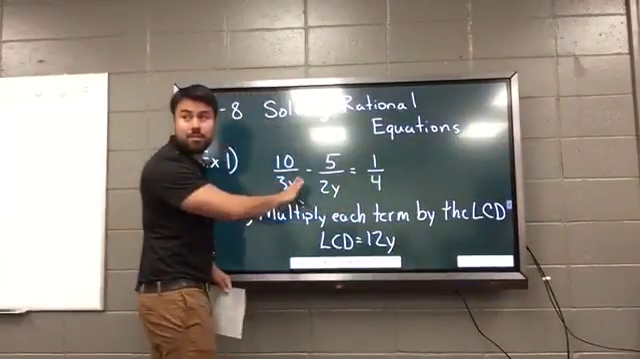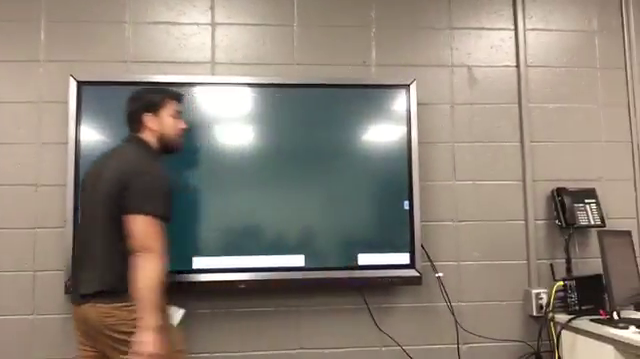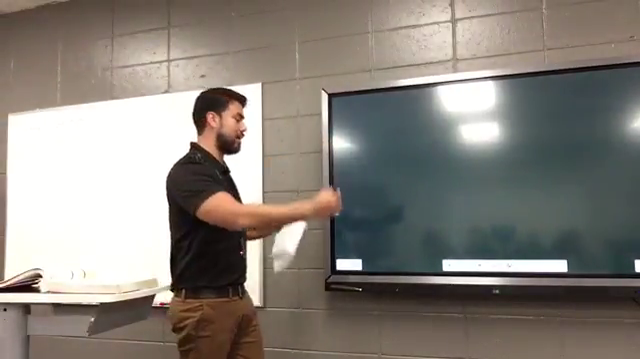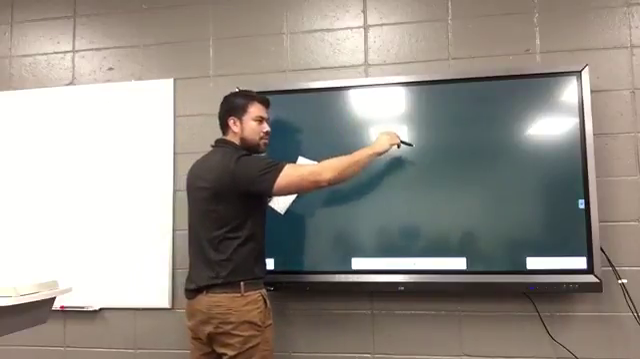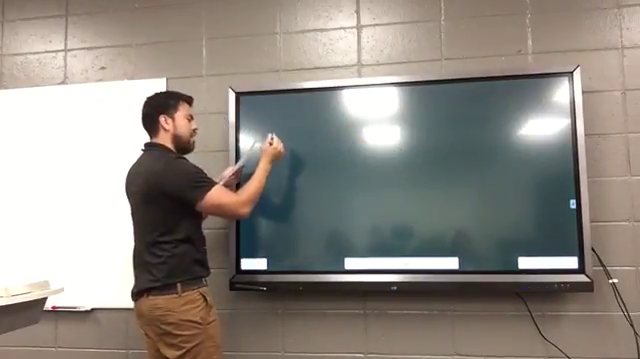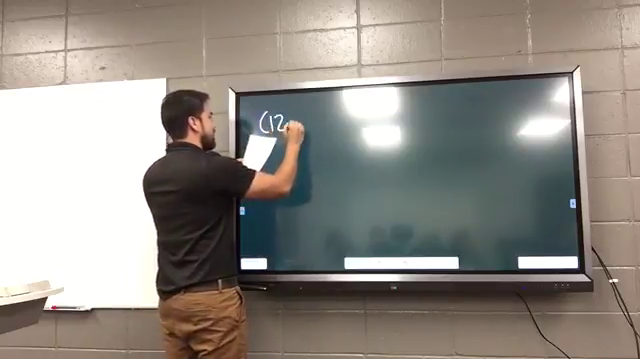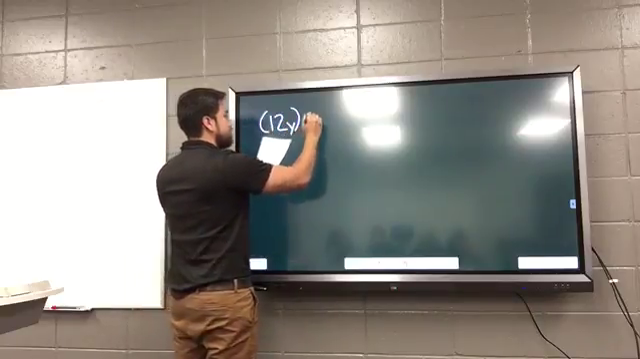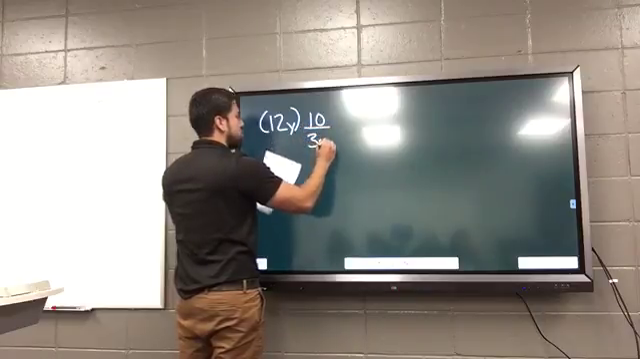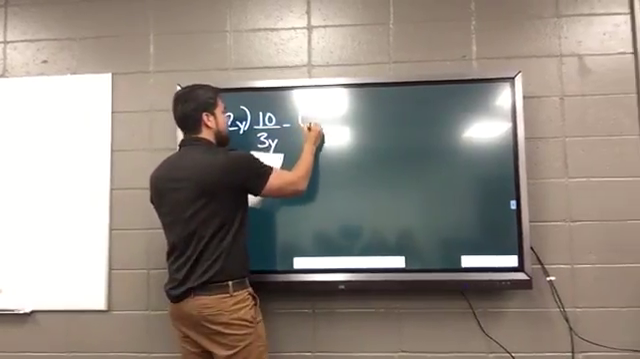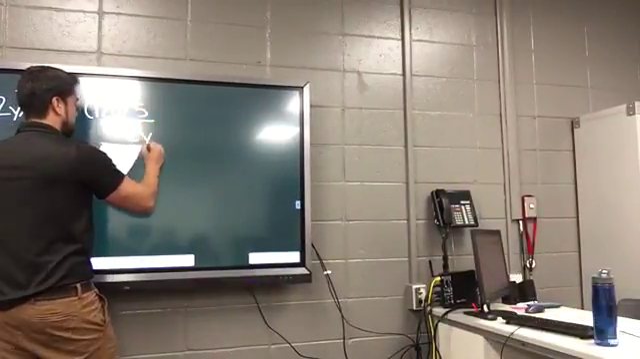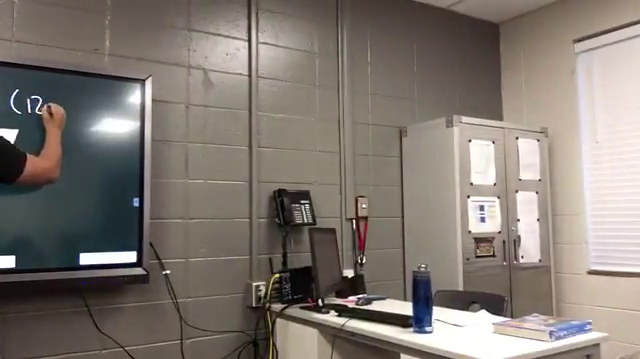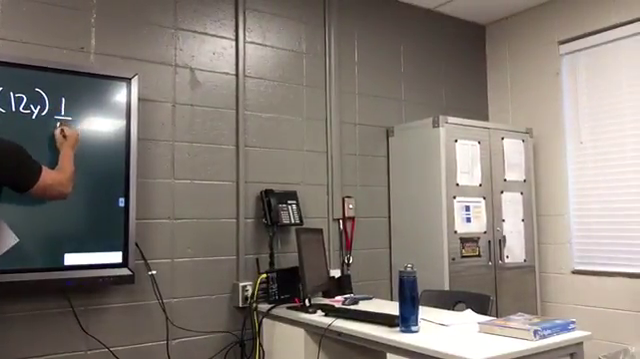Everyone done with this? Because I'm going to move on. I want you to be very careful when you multiply everything by the LCD. So this is what I have, and I'll write it down. You write it with me, and I'll show you how I got all this. So 12y was the LCD. I'm going to multiply 12y by the first term, which was 10 over 3y, by the second term, which is 5 over 2y, and by the last term, which is 1/4.